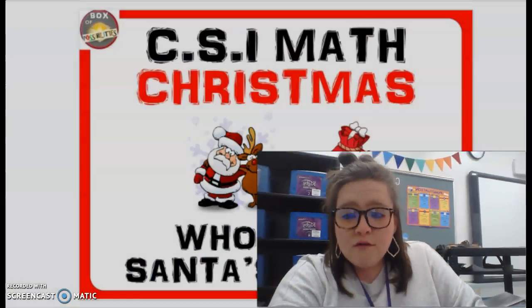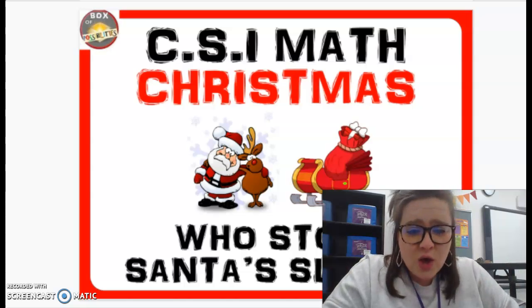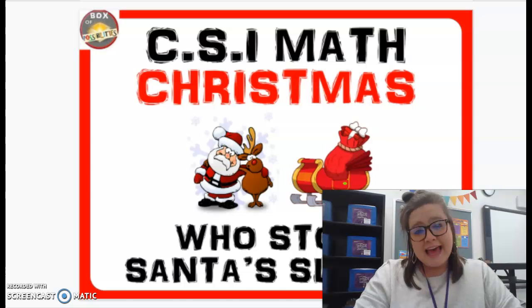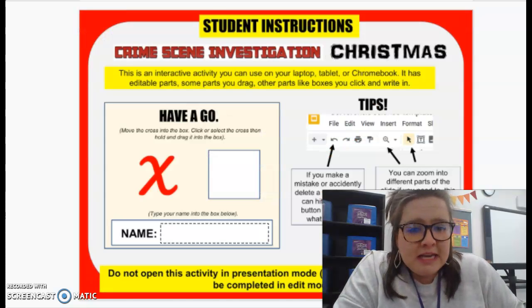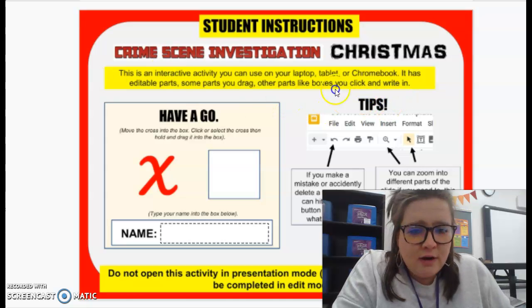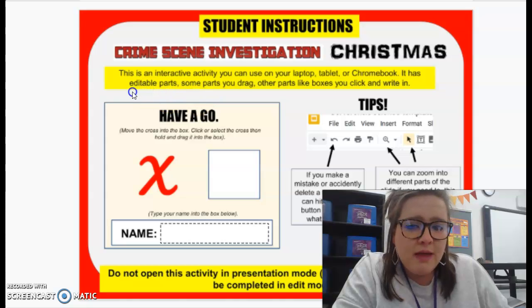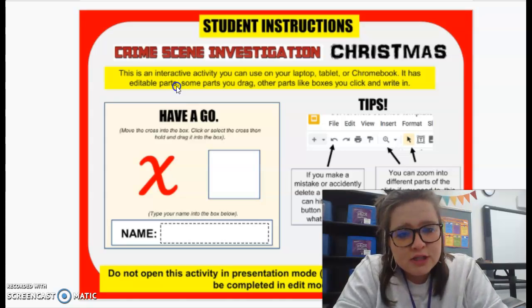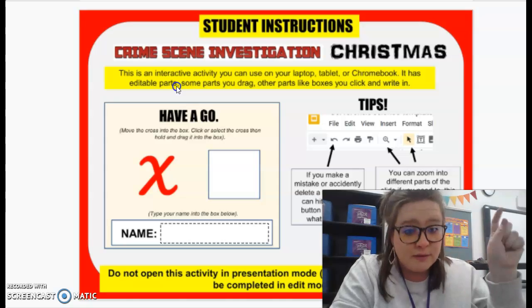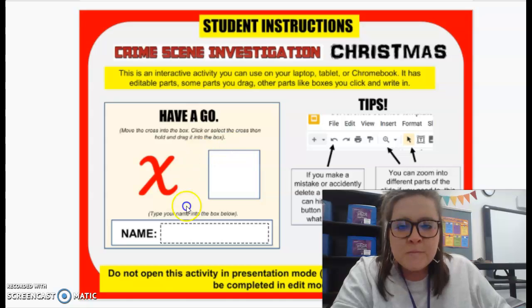So for the rest of this week, we are going to be solving a mystery. Who stole Santa's sleigh? This is what we're going to be doing, okay? So, crime scene investigation. This is an interactive activity for you to use on your Chromebooks. It has editable parts, not edible, editable parts. Some parts you drag and other parts like boxes where you can click and write in. So some are drag and drop and some are clicking just like we have on our slides all the time, okay?